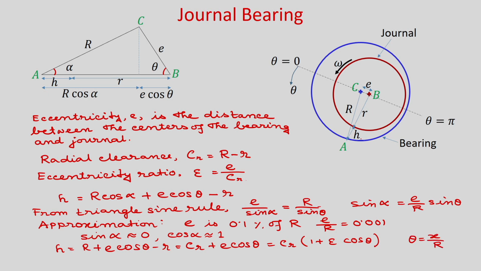Also, you can write theta as x by r. Okay. Because at any distance x, x will be just r into the angle theta, so x equal to r theta. So, theta also can be represented as x by r. Now, at theta equal to 0, cos theta is 1, so H max you can write as C r into 1 plus epsilon. At theta equal to pi, obviously cos theta will be minus 1, so you can write H min as C r into 1 minus epsilon.